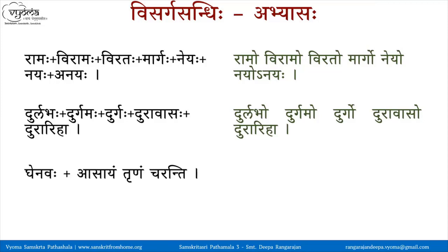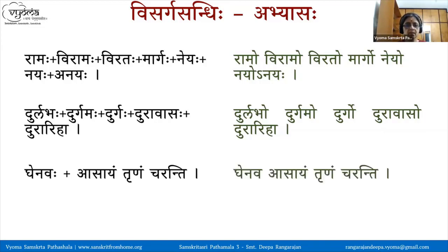Dhenavaha asayam trinam charanti. So this will be the Swara before Visarga, after Visarga. So this Akara becomes before Lopa, Visarga. This will be Lopa because it is a Swara other than Hrasva Akara which follows the Visarga. So it will be Lopa.